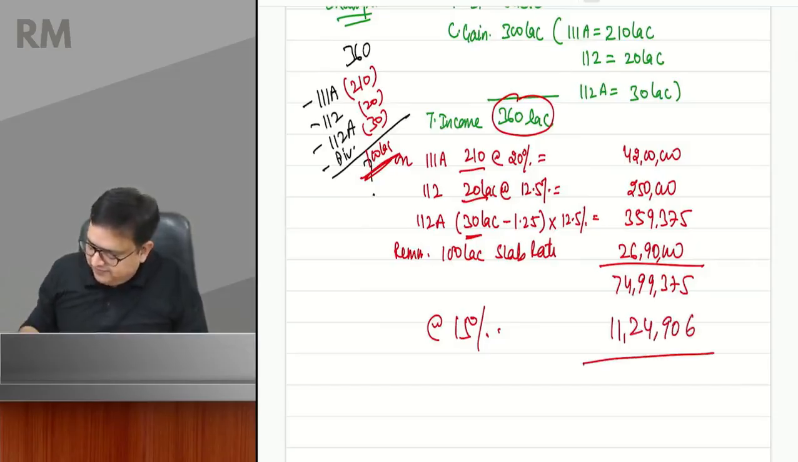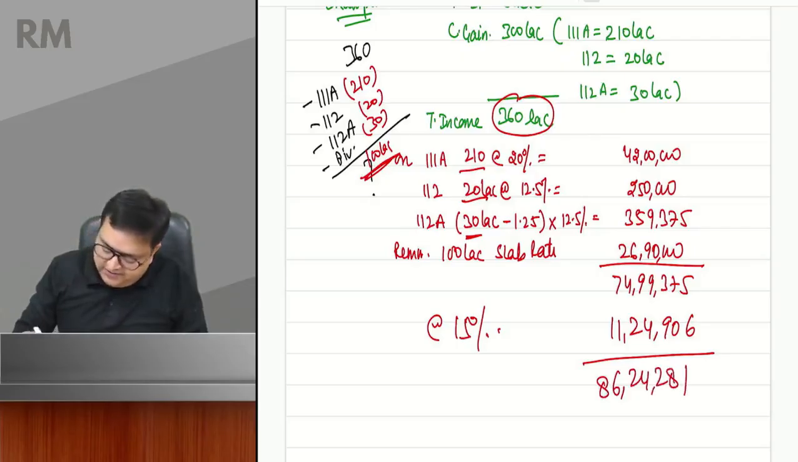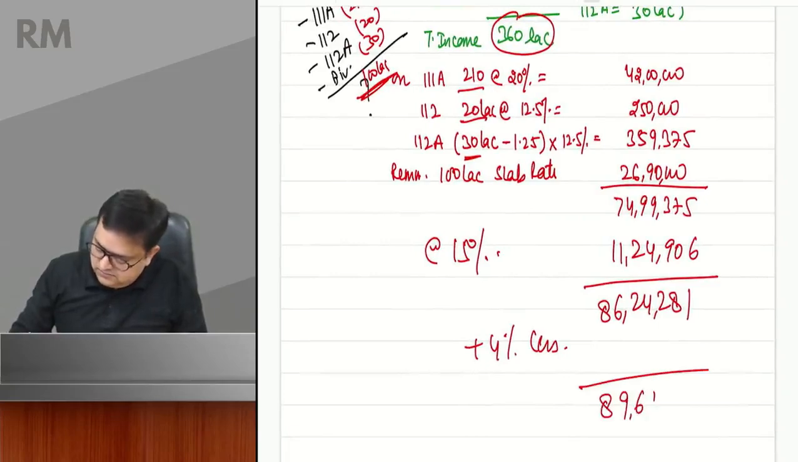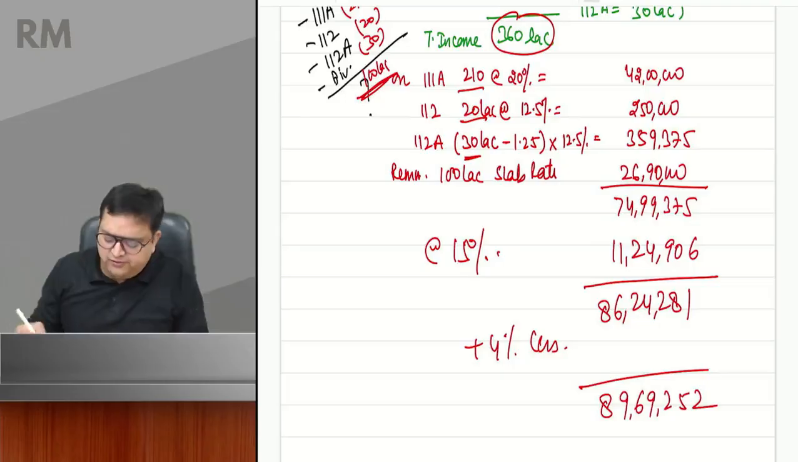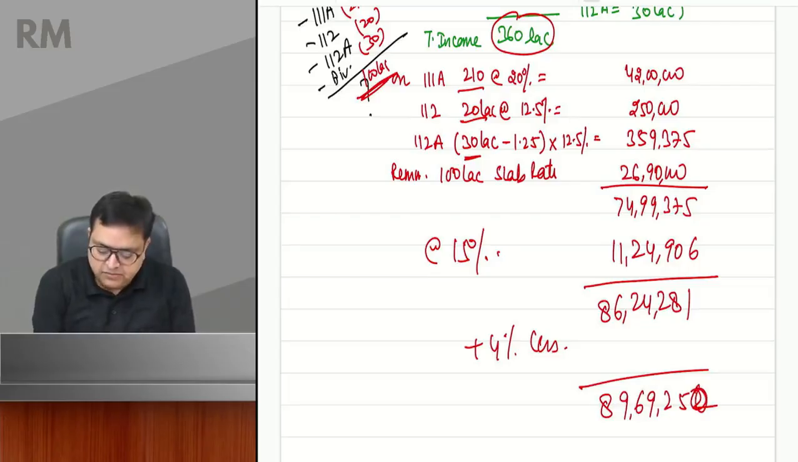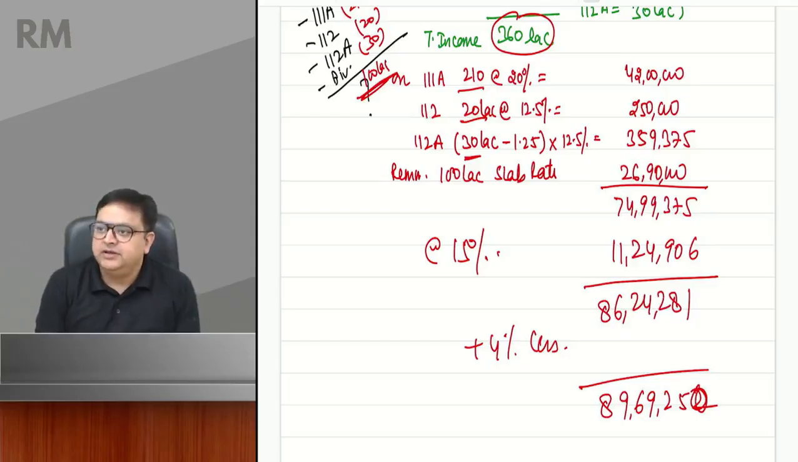11,24,906 or 5, whatever you want to make it, 6 also. 86,24,281 plus 4% cess. Then round off to 200. Understood? Correct, Shagna. Aditya, correct. Got it now, Kirti? Correct. Everybody understood?